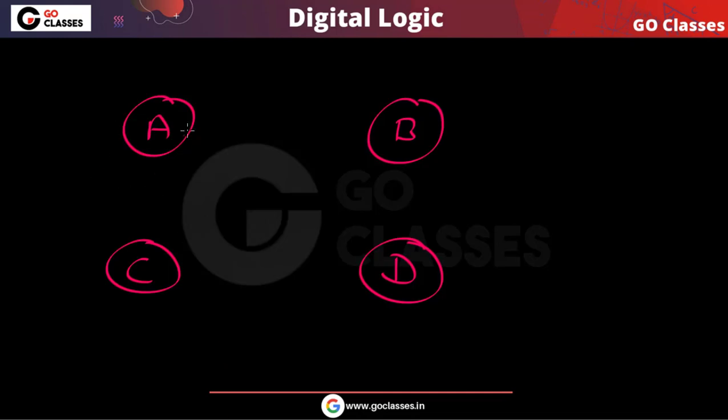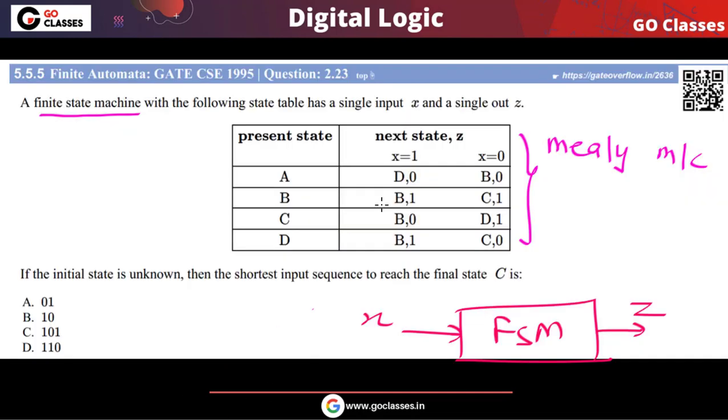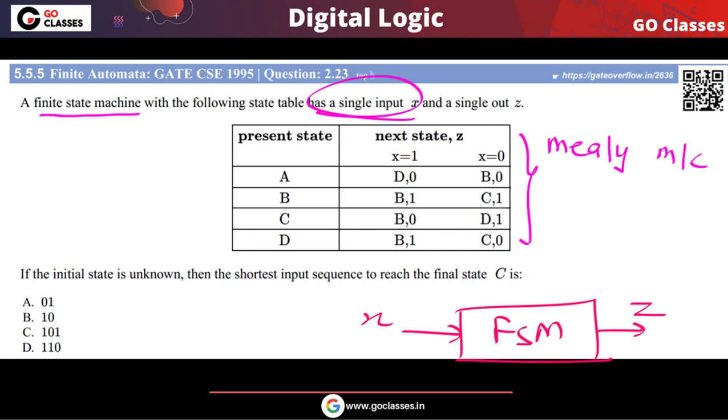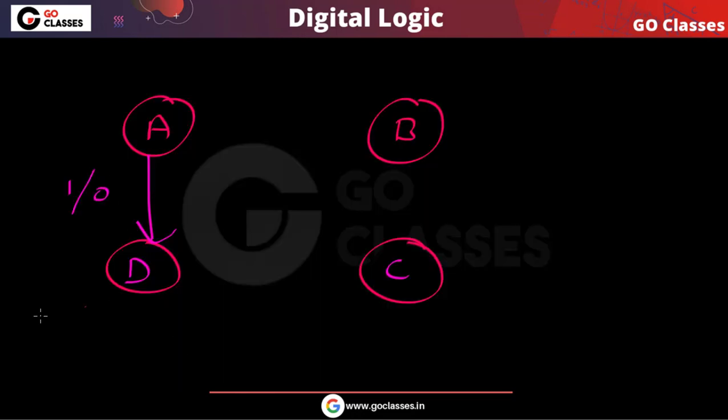So let's design this. In state A, if the input is X equal to 1, then the next state will be D and the output will be 0. So let me just put D here, C here. In this state A, remember there is only one input X, because the question says there is only one input X. If the input is X equal to 1, then the next state will be D and the output will be 0.